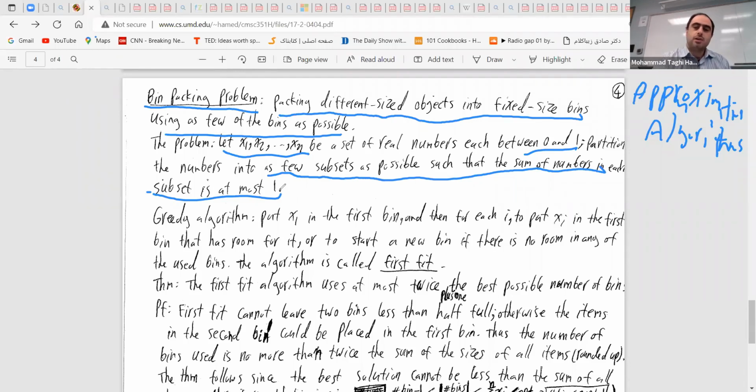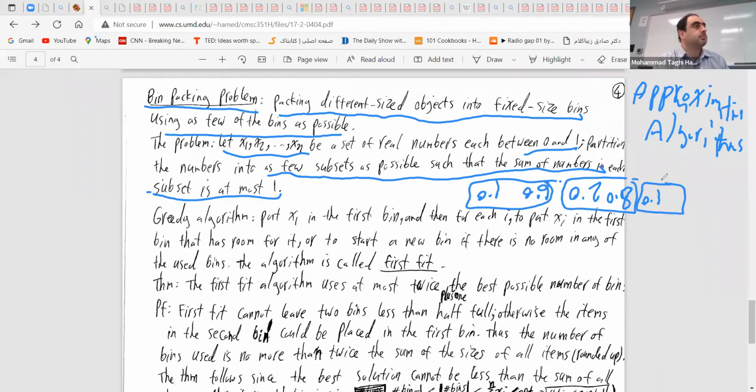So these are the numbers. You can just think about numbers like 0.1, 0.9, 0.2, 0.8, and so on. For example, in this case, you can put these two in one bin, these two in another bin, and this one in another bin. Each bin has size 1, all of these numbers are between 0 and 1, and you want to find the minimum number of bins.